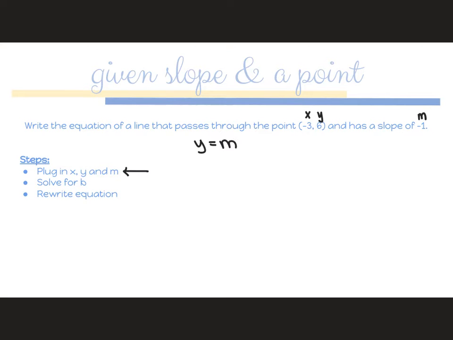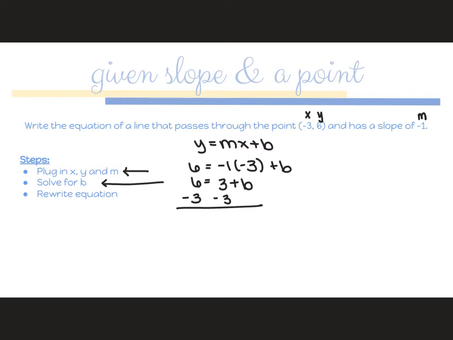So my equation is y equals mx plus b. If I plug in y, x, and m, I have 6 equals negative 1 times negative 3 plus b. When I simplify, negative 1 times negative 3 is 3 plus b. And I continue solving for b, which is the second step here. And I get 3 equals b.